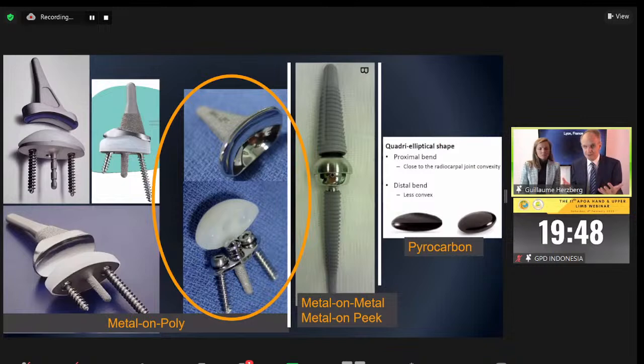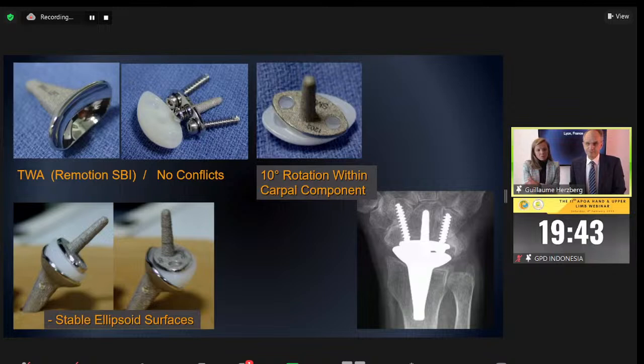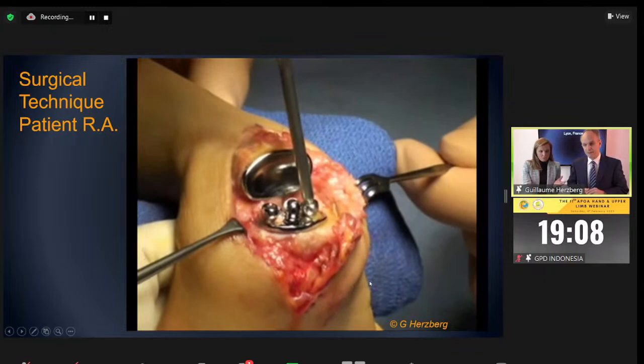And considering the Remotion that we will speak more about today, this is an implant with a 10-degree rotation within the carpal component and with stable ellipsoid surfaces, which achieve no conflicts between the radial and the carpal part of the implant. And you see the stability is very good. You see this slide at the bottom where the implant is stable. It's just put into some hard paper, and it's stable in itself. So it was an interesting feature. The surgical technique here?